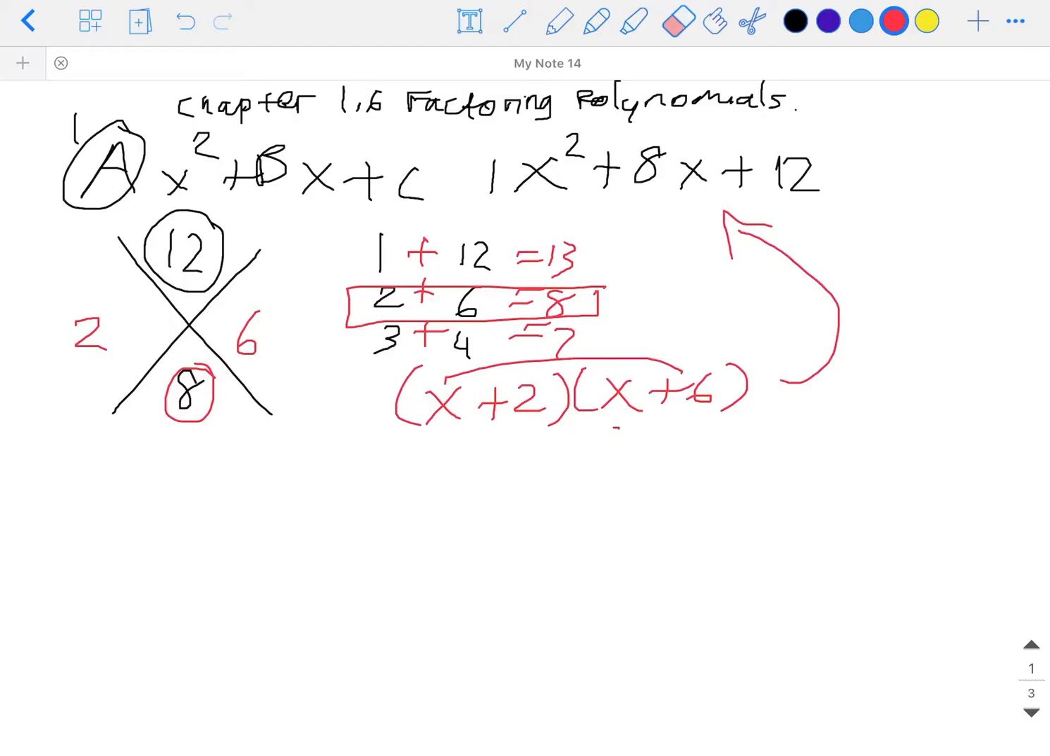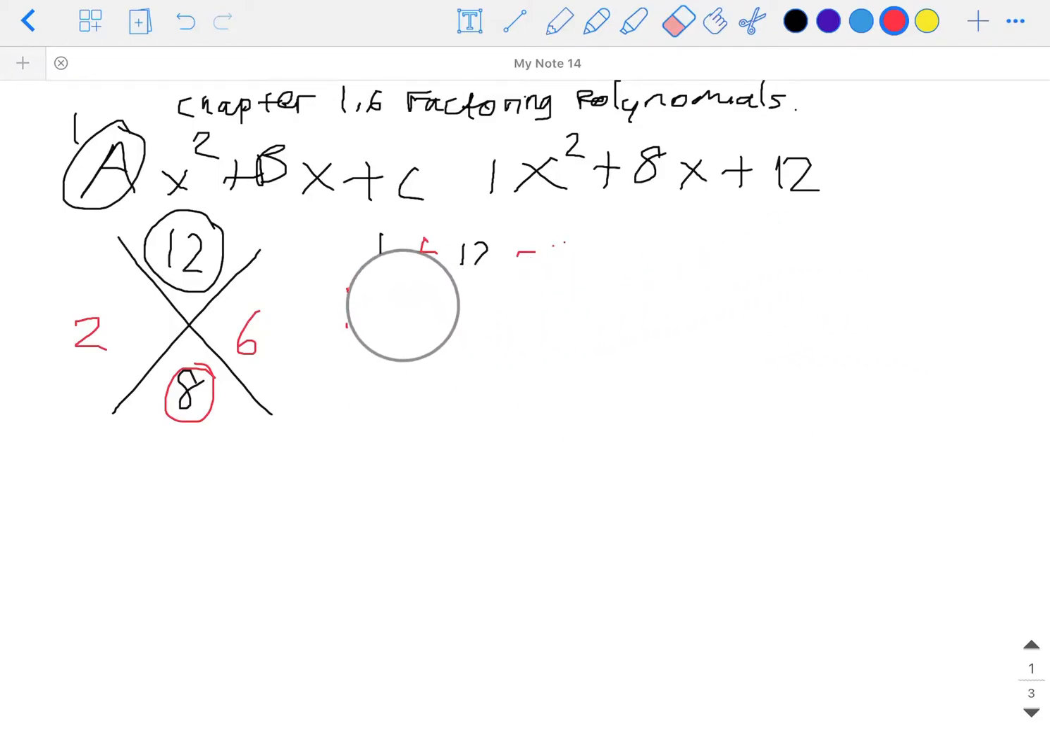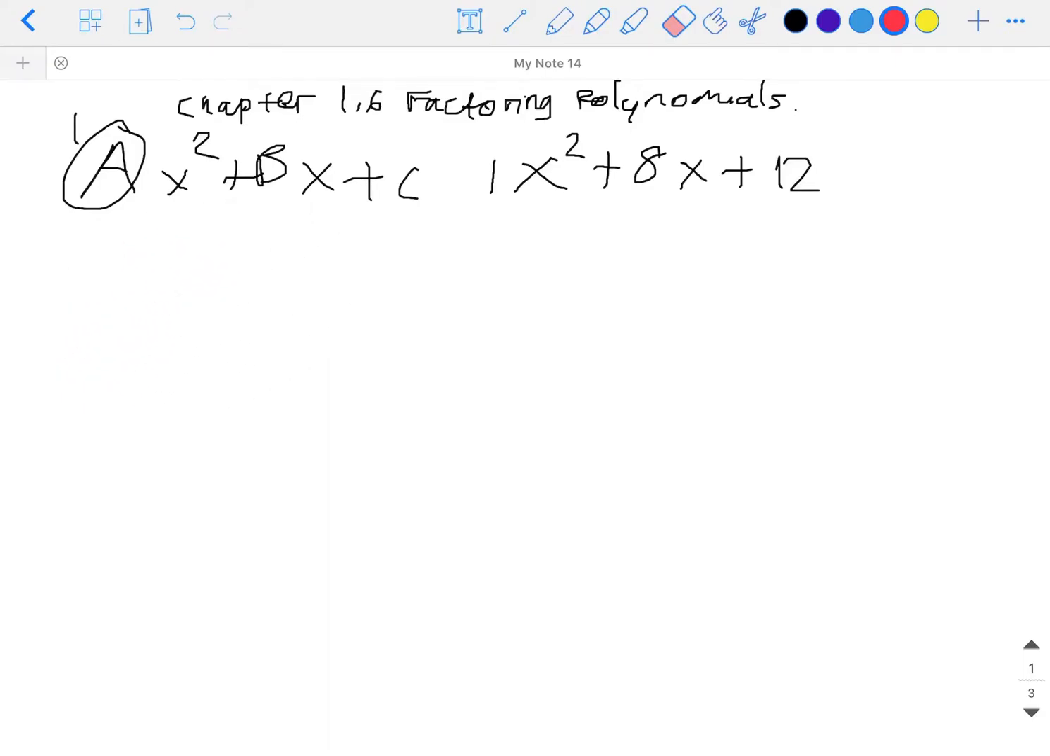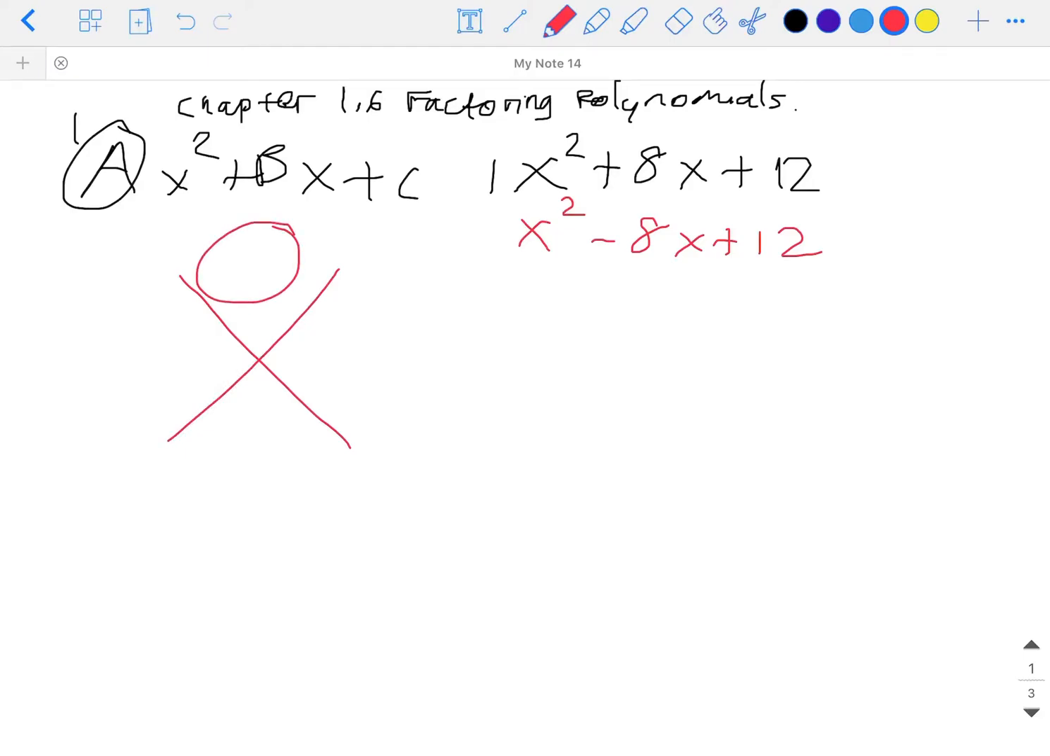Let's work on a different example, probably something similar to x squared plus 8x plus 12. So I'm just going to mess around with the symbols. What if we actually have x squared minus 8x plus 12? We're going to still use the same cross product algorithm. Beginning times end, 1 times 12 is 12. The middle term is negative 8. We want to find out factors of 12 that add up to negative 8.